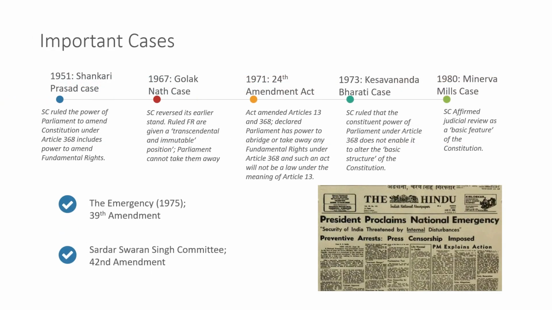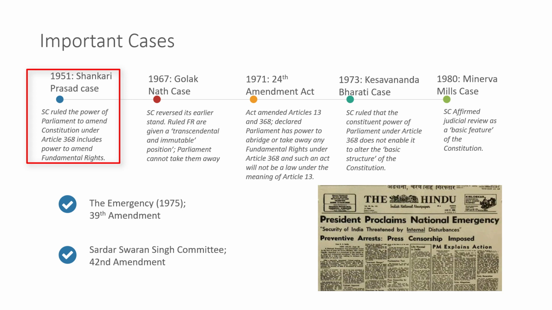Here we will examine the important historical cases related to the basic structure doctrine. The first was the Shankari Prasad case of 1951. In this, the constitutional validity of the First Amendment Act of 1951, which had curtailed the right to property, was challenged. The Supreme Court ruled that the power of the Parliament to amend the Constitution under Article 368 also includes the power to amend fundamental rights.